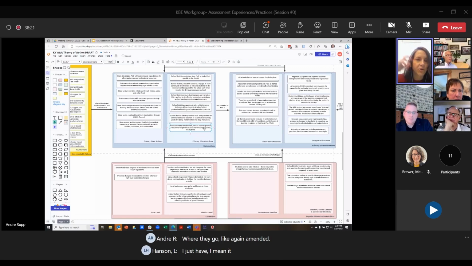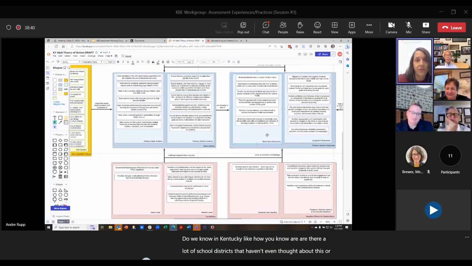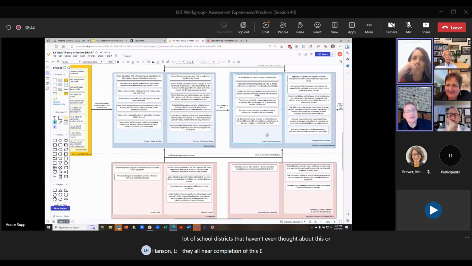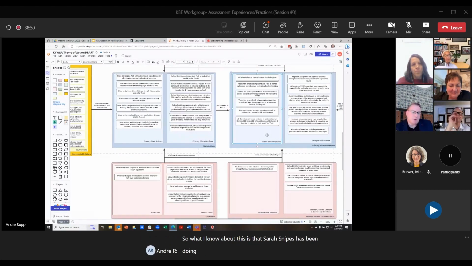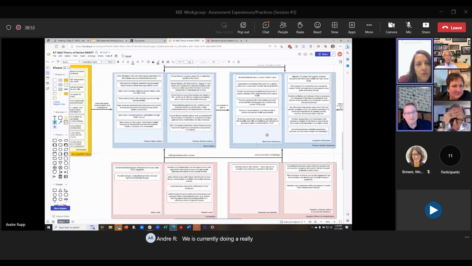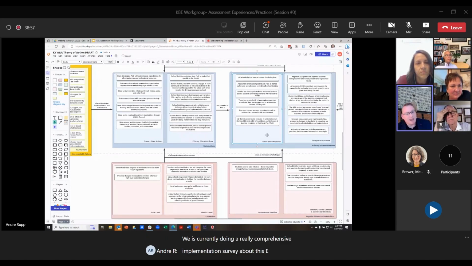Andre, this is just a curiosity question. I know on the right blue box, the short-term outcomes, the very first one, all school districts have a learner profile in place. Do we know in Kentucky, are there a lot of school districts that haven't even thought about this, or are they all near completion of this profile? So that's a great question. What I know about this is that Sarah Snipes is currently doing a really comprehensive implementation survey about this. She and I have been working a little bit on some parts of that. It's going out to all the school districts and asking them essentially where in different aspects of this work they currently are.